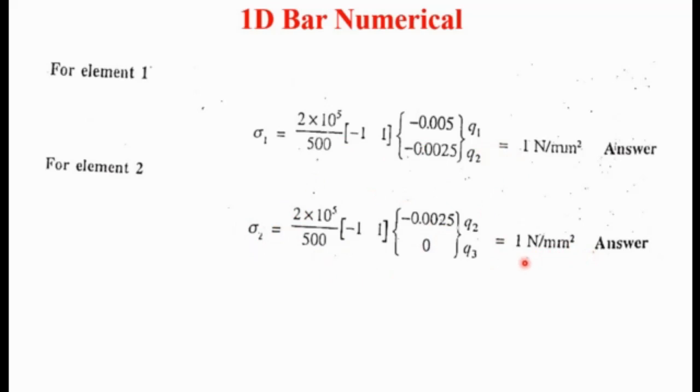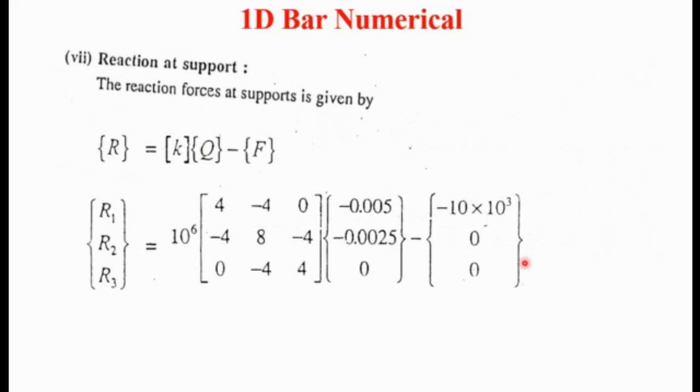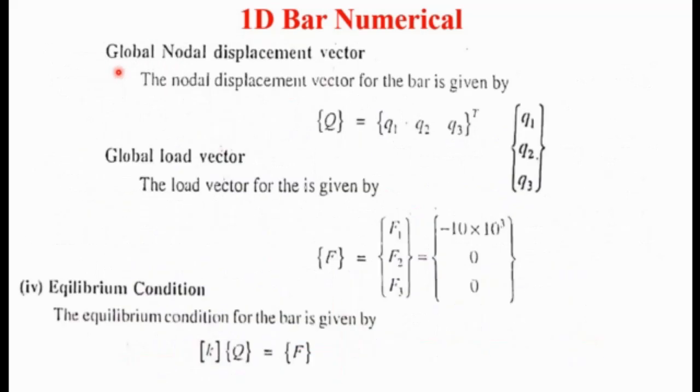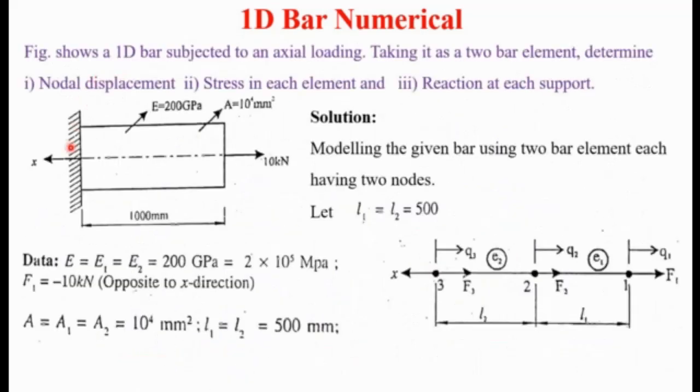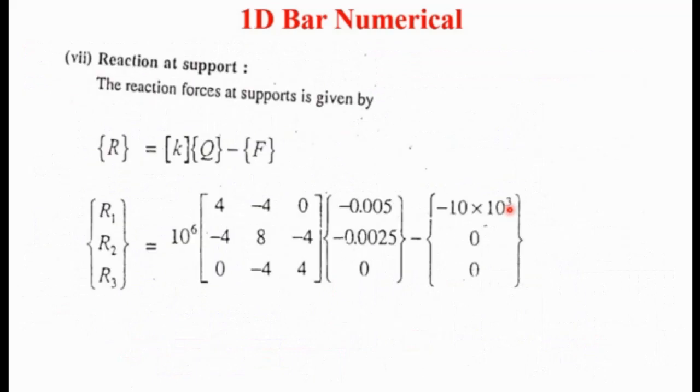Now after calculating these stresses, we have to calculate the reaction at the support. When we pull this bar by a 10 kilonewton force, some reaction force will be there at the support. The reaction forces at the support are given by this equation: the reaction vector R equals K into Q minus the force vector F.